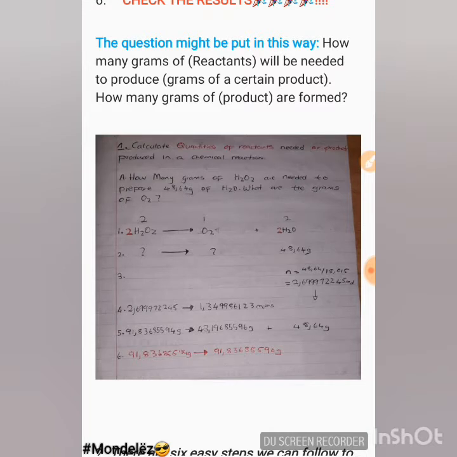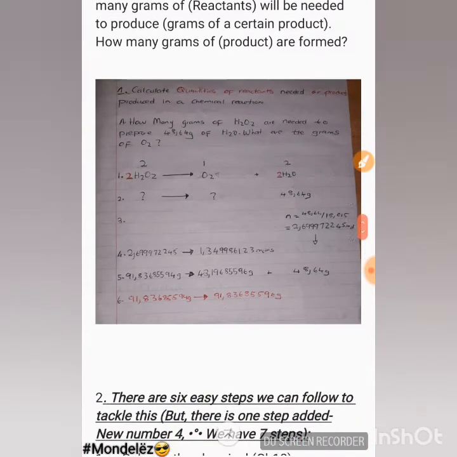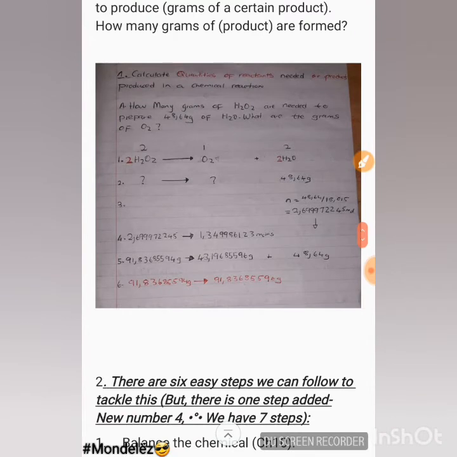So let's look into this example. It reads: how many grams of H2O2 are needed to prepare 48.64 grams of H2O, and what are the grams of O2? So the first step is to balance the equation because it was not balanced. From balancing you got the ratio, which is 2:1:2.